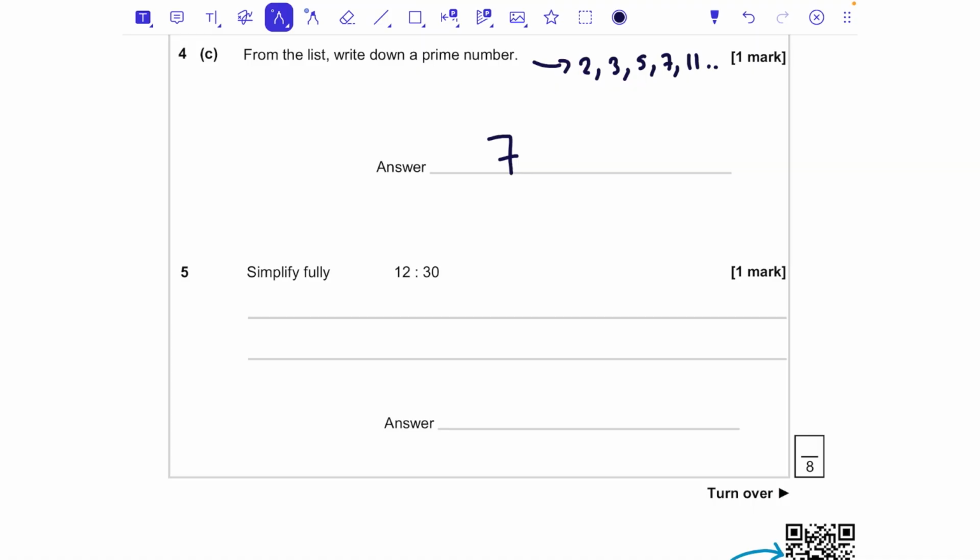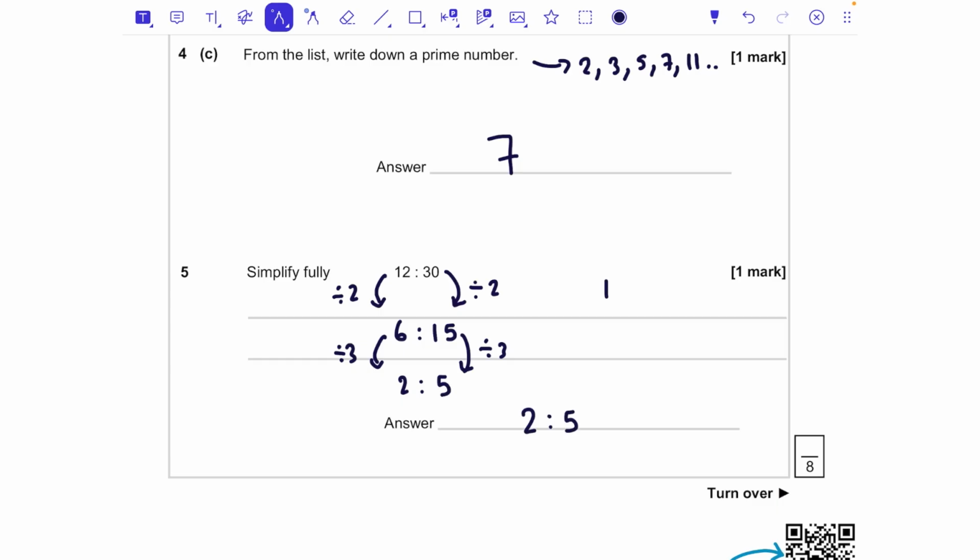Question number 5, simplify fully 12 to 30, that ratio. So to simplify a ratio, a bit like simplifying a fraction, we're looking for a common factor. So if you can't spot a bigger one, there's nothing wrong with dividing by a smaller number. So let's just divide by 2. They're both even, so let's do that. 6 to 15, and then you might spot that they're both in the 3 times table. So we're going to divide by 3, and that is 2 to 5. There we go. So that would be your answer.